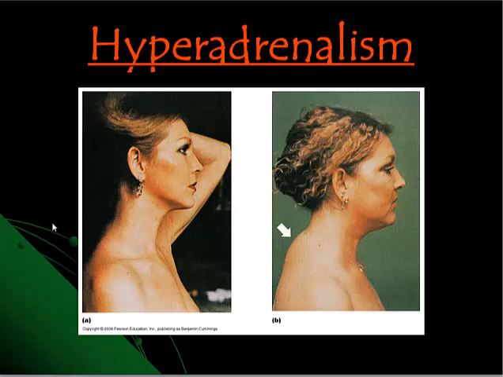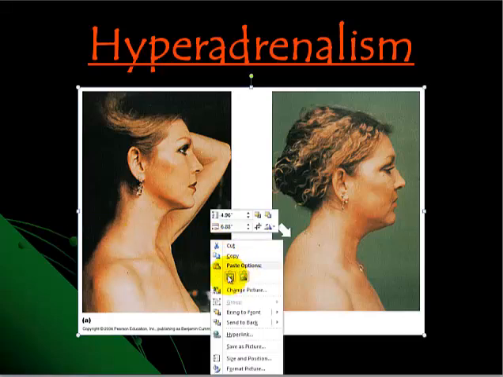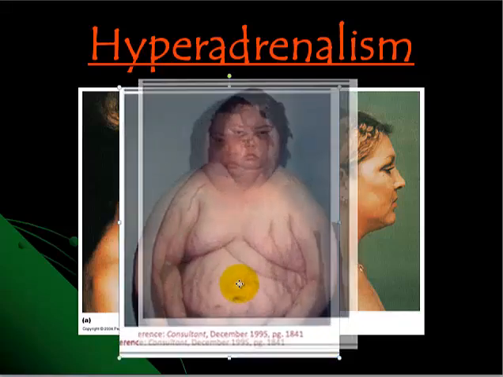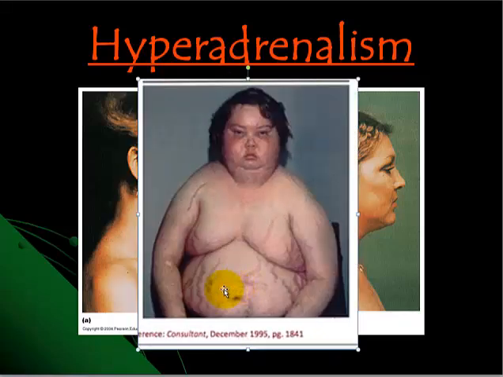Another picture here to show you real quick, if I can get this to work. Let's see. There you go. There's a picture from the internet. Okay. You can see the moon face in this gentleman here, central obesity, the purple striae.